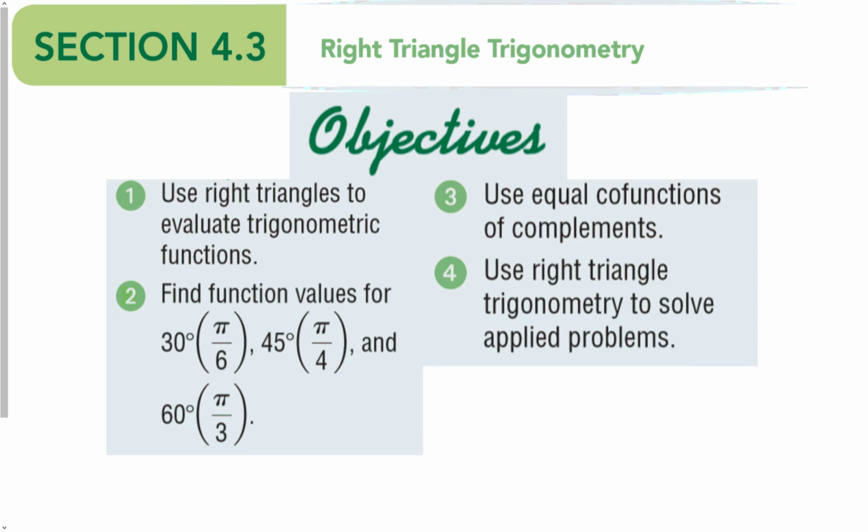Our objectives for this section are to use right triangles to evaluate trig functions. We're going to find the function values for some other important angles like 30 degrees, pi over 6 radians, 45 degrees, which we've already done a little bit in the previous section, and 60 degrees, which is pi over 3 radians. Then we're going to use equal cofunctions of complements and this identity that lets us go back and forth between sines and cosines. And finally, we're going to use right triangle trigonometry to solve applications, which means word problems. All right, so let's get into this a little bit.